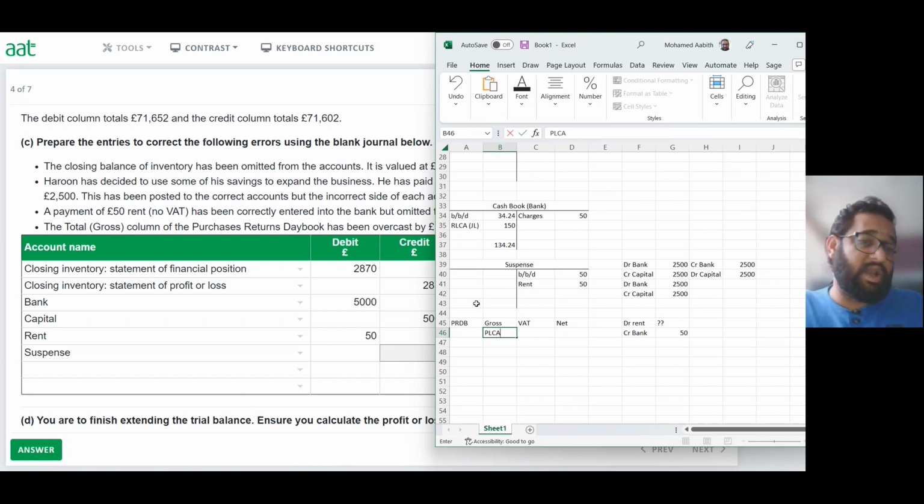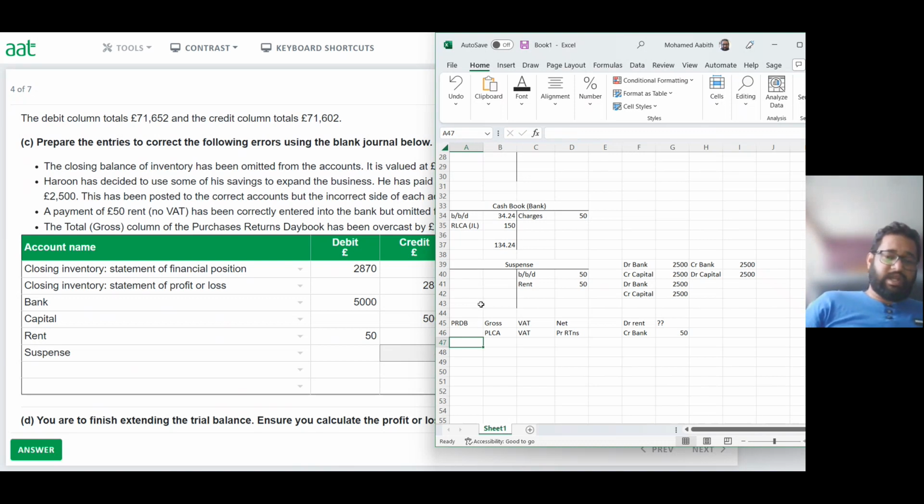All your purchases, regardless of which account the net is on, the gross is always on your PLCA. This is VAT, and this is your purchase returns. Okay, so these are the accounts we consider. We need to know whether they are debit or credit.